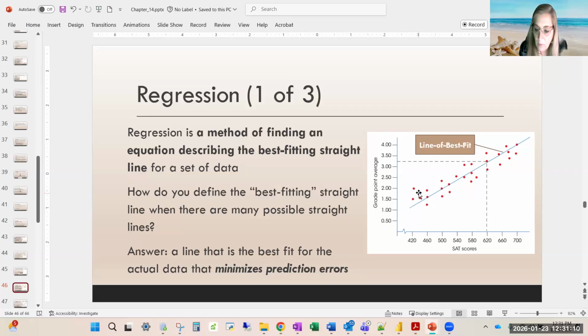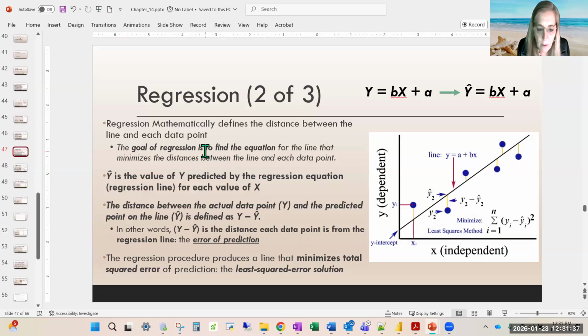So prediction errors are how far away from the line any one score falls, right? So this straight line is one that, when it's placed, reduces the amount of prediction error. In layman's terms, you would say it is the line that is drawn directly in the middle of all this data that is plotted out here, okay? So regression mathematically defines the distance between the line and each data point. The goal of regression is to find the equation for the line that minimizes the distances between the line and each data point.